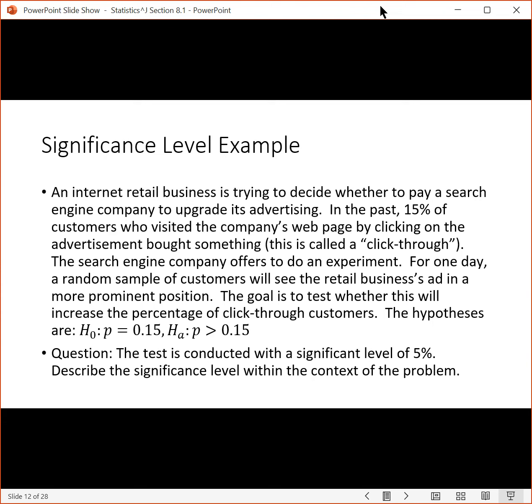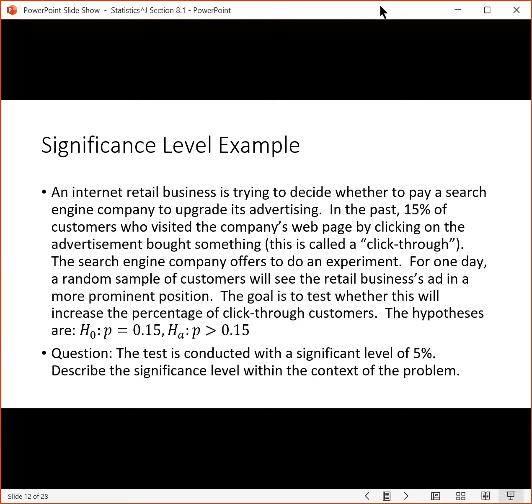The search engine company offers to do an experiment. For one day, a random sample of customers will see the retail business's ad in a more prominent position. The goal is to test whether this will increase the percentage of click-through customers. In that case, the rival hypotheses are H0 is that P equals 15%, and HA is that P is greater than 15%. All right, but the question is not about the hypotheses, it's about the significance level.